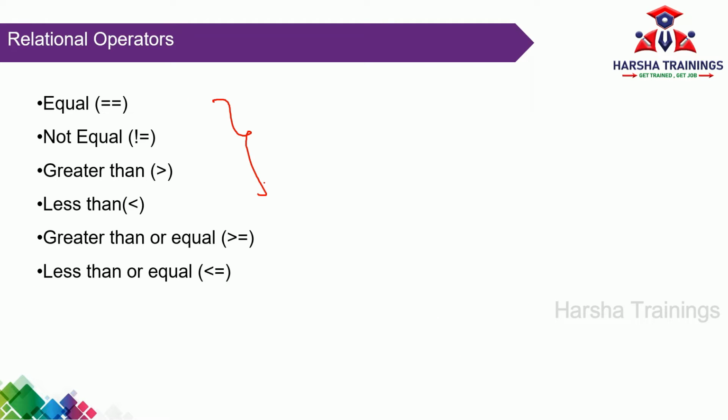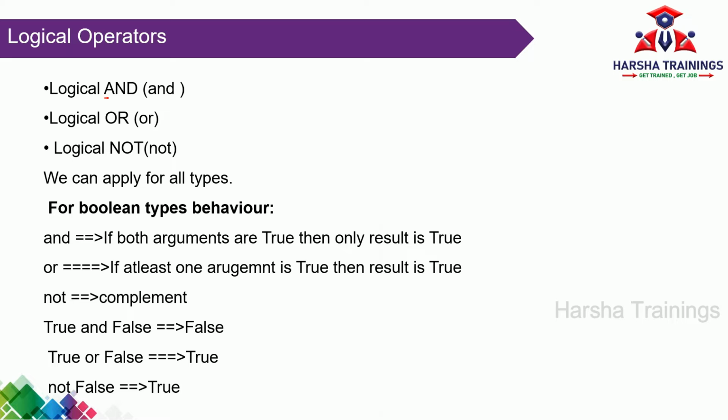These are the relational operators. The result of a relational operator is true or false. And then logical operators, three expressions: logical and, logical or, logical not. So and means if both are true, then only it is true. Or means if at least one is true, the result is true. Not means if given is true, the result is false. If it is false, that is true. That is simply conversion.